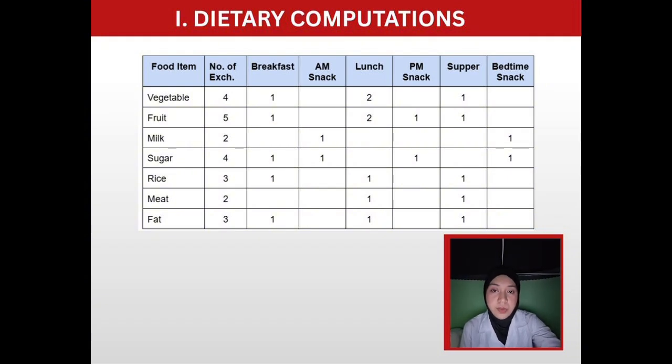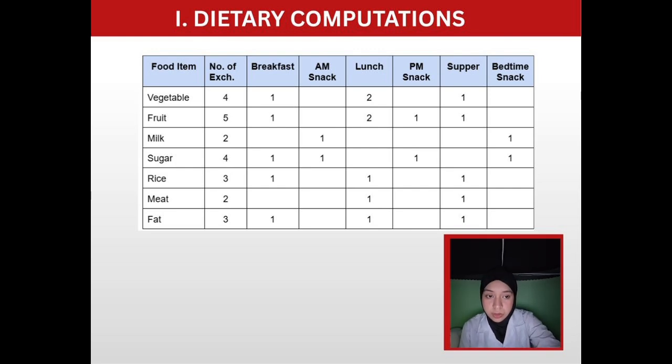Then for rice, we have 3 exchanges. This serves as the main source of energy and is given as lugaw or porridge to avoid chewing. Then for meat, we have 2 exchanges. This is to provide protein necessary for wound healing and is substituted with soft protein such as ground meat, fish, eggs, or tofu.